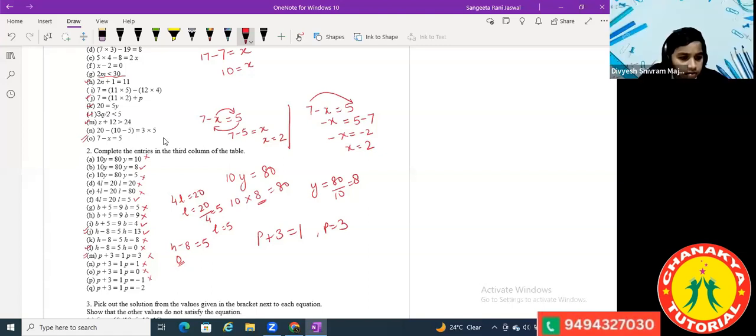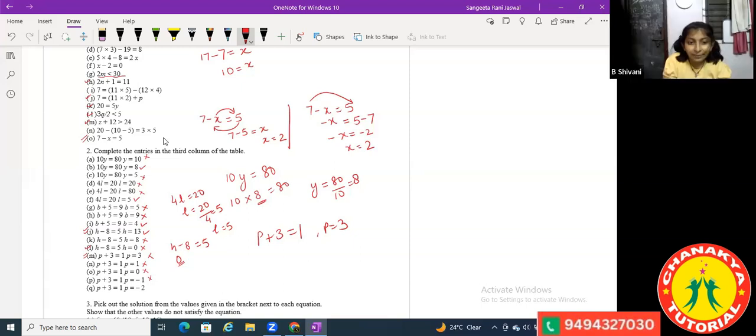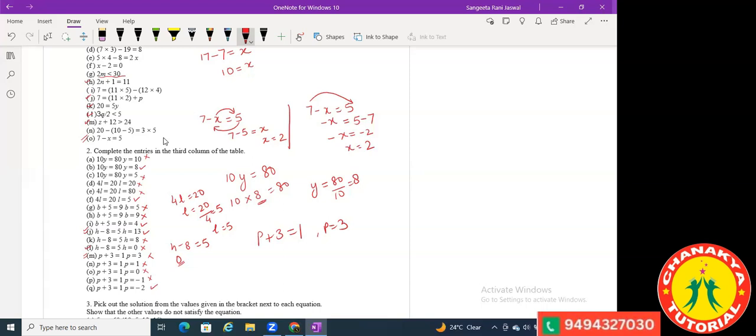Shivani will tell me this. Shivani, last one. P plus 3 equals to 1. P is given to be minus 2. Is it satisfactory? Yes, ma'am, because 3 minus 2 is 1. Okay, great.